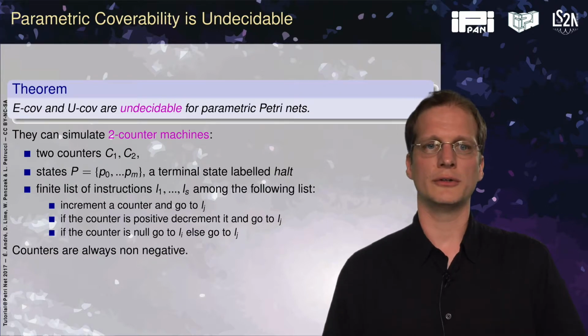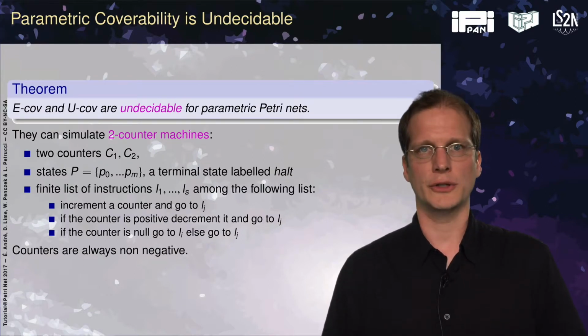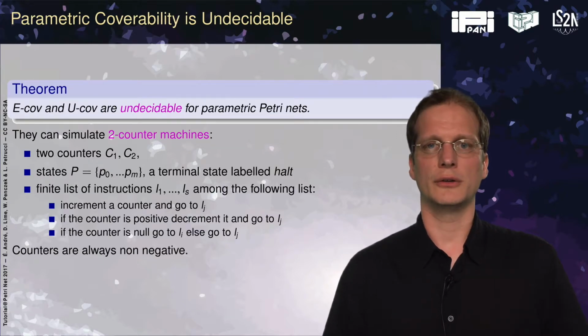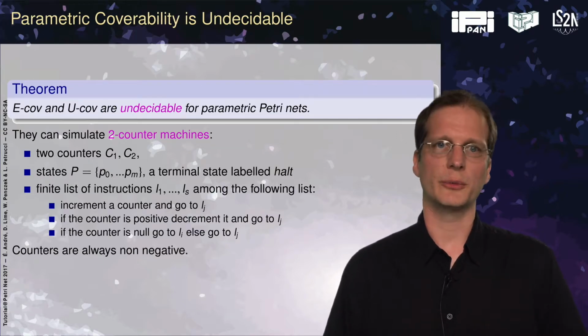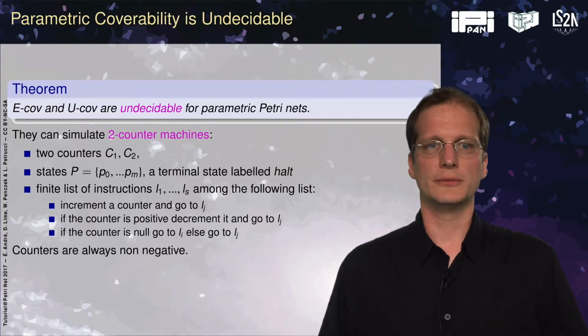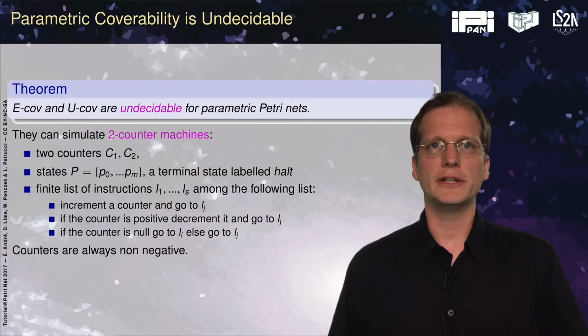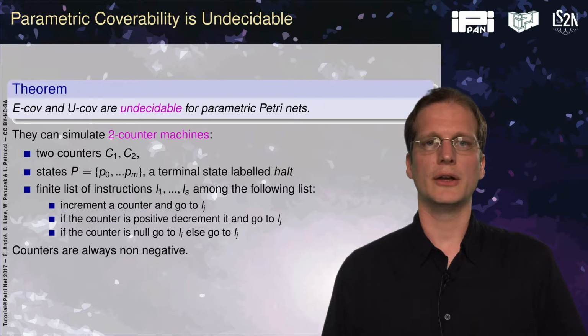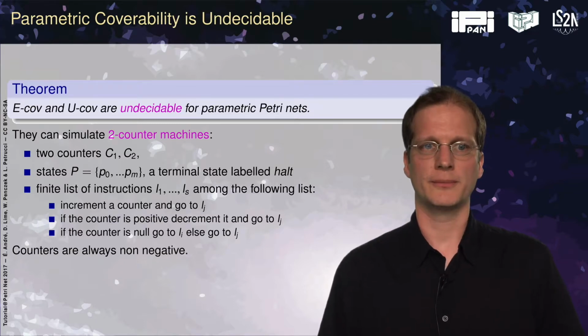So let's stay on the decision problems for now, and we will consider first the most general version of parametric Petri nets, where everything can be parameterized, going from initial markings to arcs. So in this case, unfortunately, we have an undecidability result, as we can simulate two-counter machines.